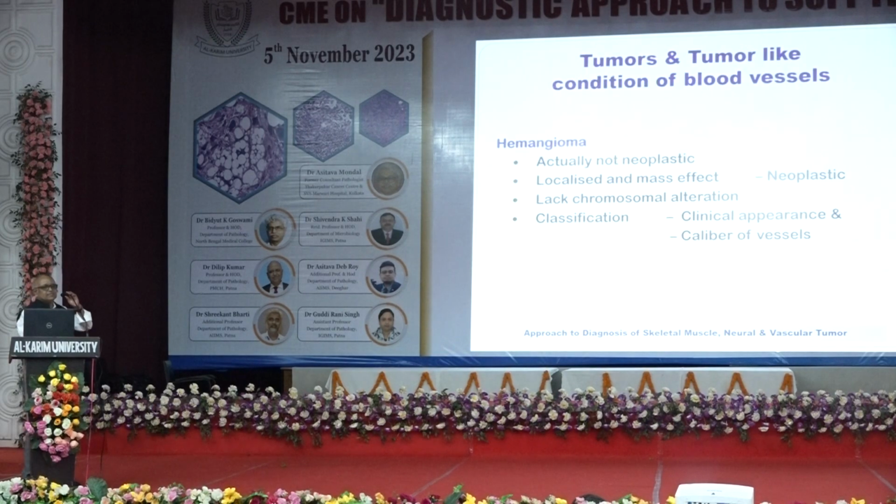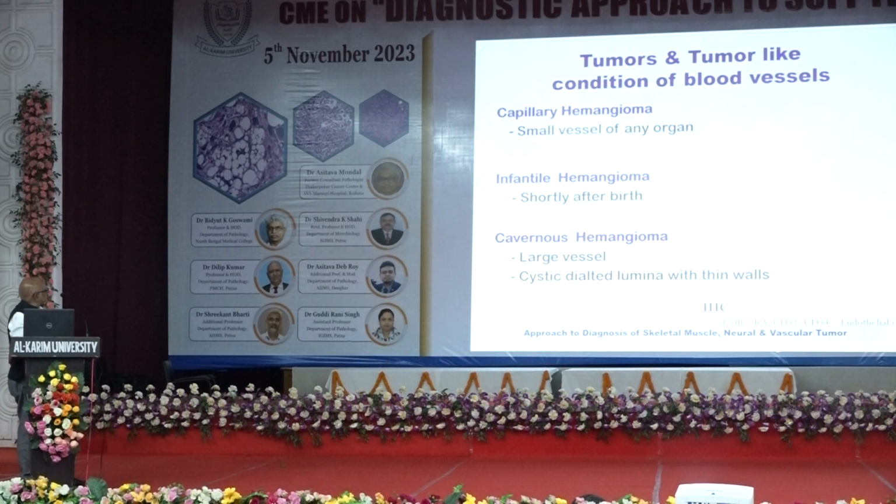Now the last section is the blood vessel, tumors and tumor-like conditions of blood vessels. Hemangioma: actually, hemangioma is not a neoplasm because it lacks chromosomal alteration. But it gives a neoplastic effect because of the localized mass effect. This is not a neoplastic lesion. Classification depends upon the clinical appearance and caliber of the vessels. Capillary hemangioma, I think nothing more to say. It is of small vessels, and it can occur in any organ.